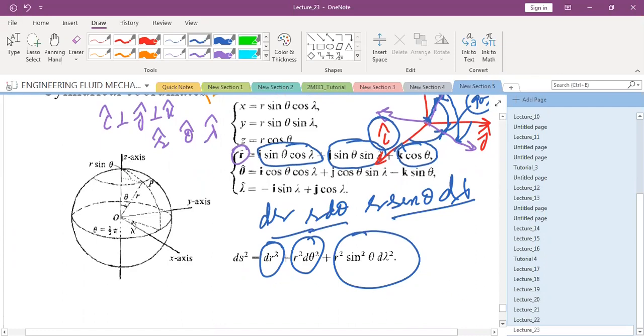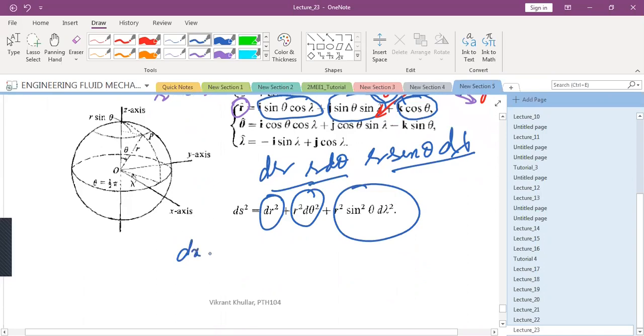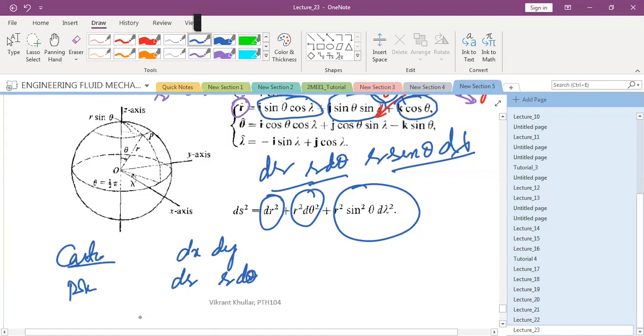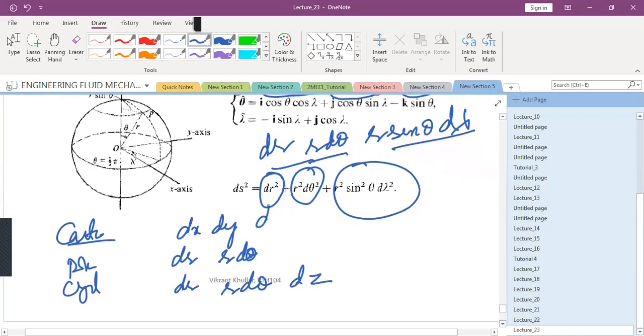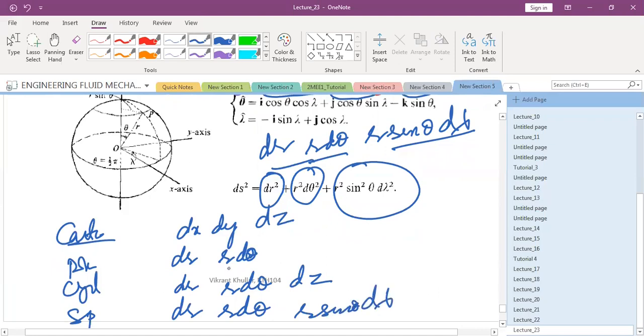So I am summarizing here. It was dx, dy in Cartesian coordinates. In polar 2D, it was dr and r d theta. In cylindrical it is dr, r d theta and dz. In Cartesian I should write down dz also. In spherical it is dr, r d theta, r sin theta d lambda. So these should be clear in your mind.